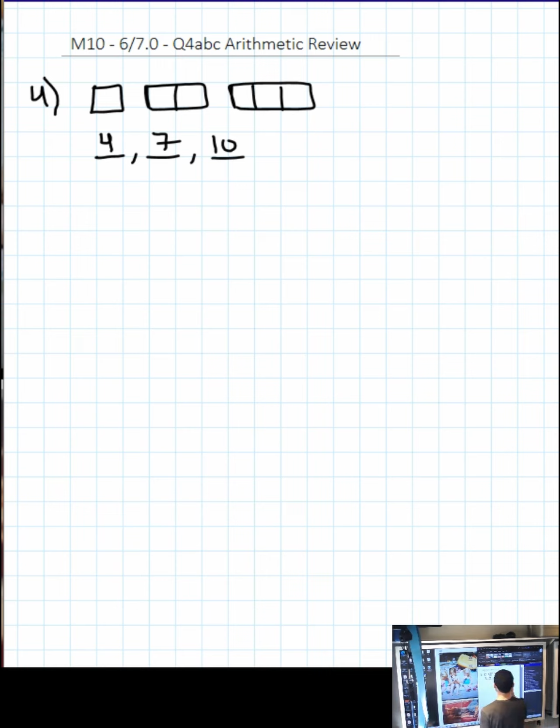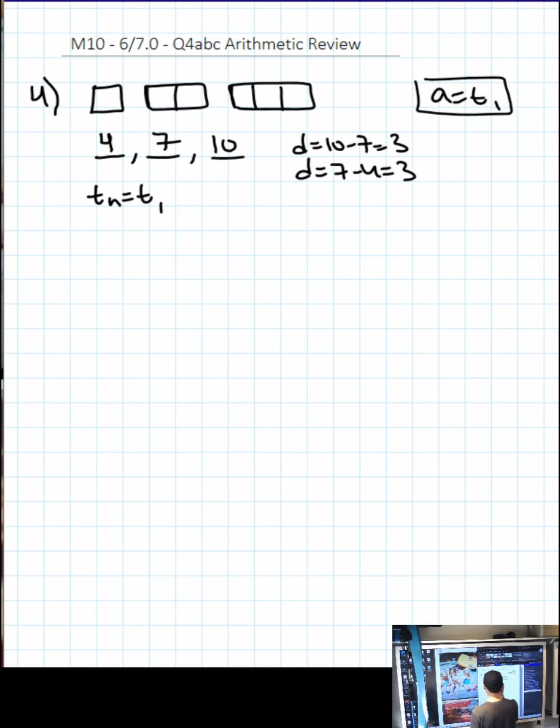Okay, so find the equation. Let's find d twice. So d equals 10 minus 7 equals 3, and d equals 7 minus 4 equals 3. So then we can say Tn equals T1. Notice A and T1 can be completely interchangeable. T1 plus n minus 1 d.